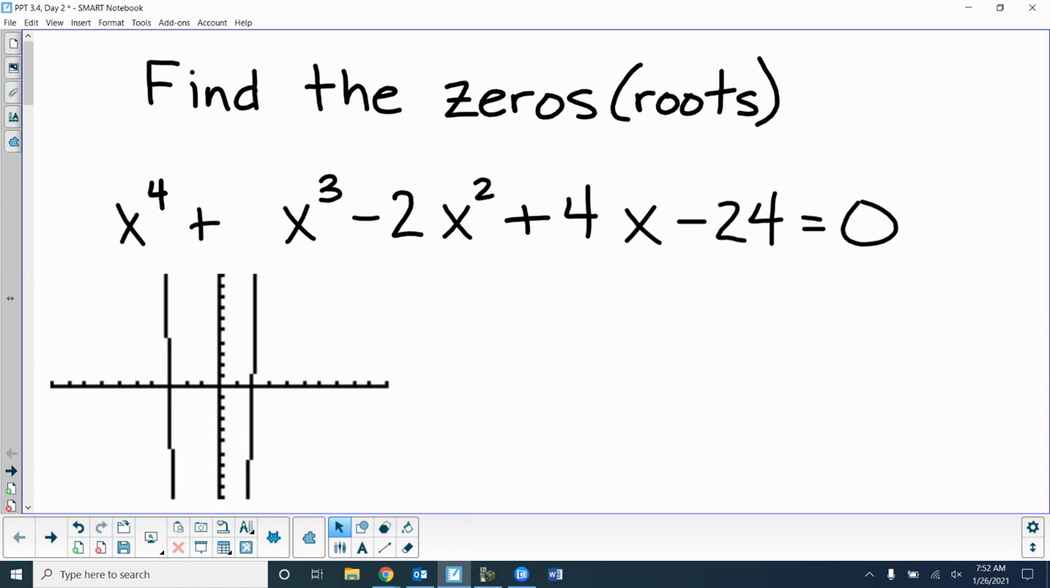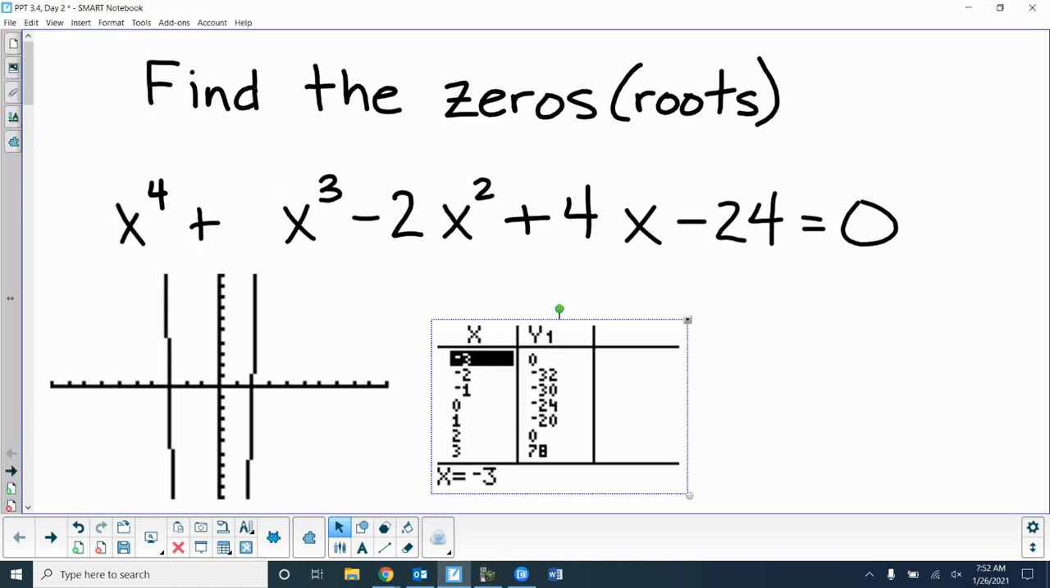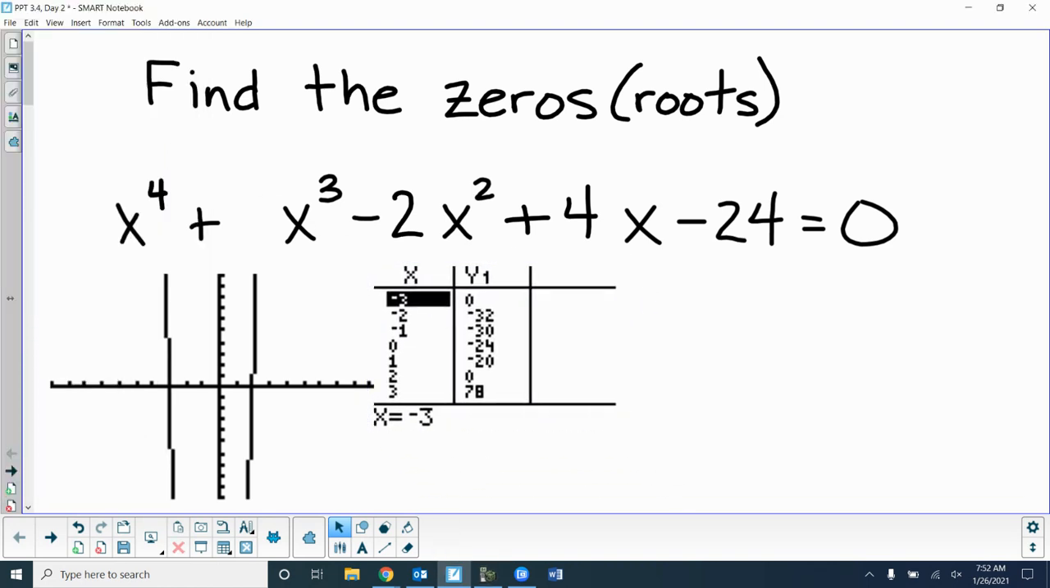Anybody having calculator issues? Everybody's doing okay, hopefully? There's the 2. And there's the -3 from the table. Again, we're looking where the y is 0. That's where it crosses the x-axis. So -3 and a +2.